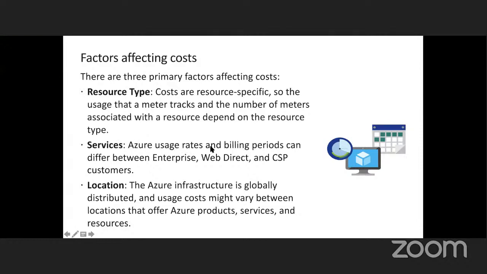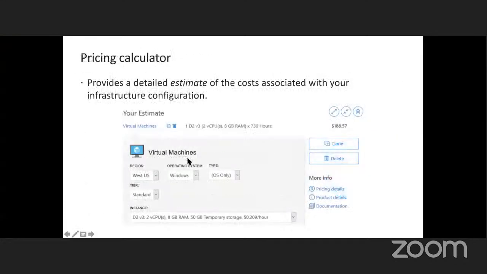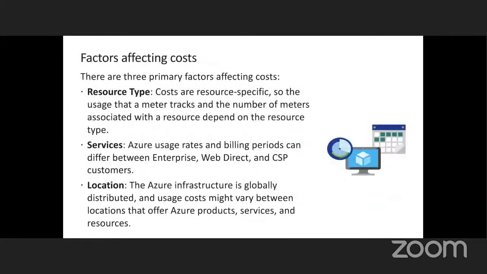The Azure usage rates and billing periods can differ between enterprise, web direct, and CSP customers. Of course, they have a different price. Okay. A virtual machine that you use, guys, is not going to be the same as a virtual machine that someone in the enterprise offering has. It's not the same thing. Also, the location: the Azure infrastructure is globally distributed, and usage costs might vary between locations that offer Azure products, services, and resources. Like I said before, the price of a particular service varies from region to region, from location to location. You may not find the service in a specific availability zone, so you have to create your resource in another availability zone or another region, okay?